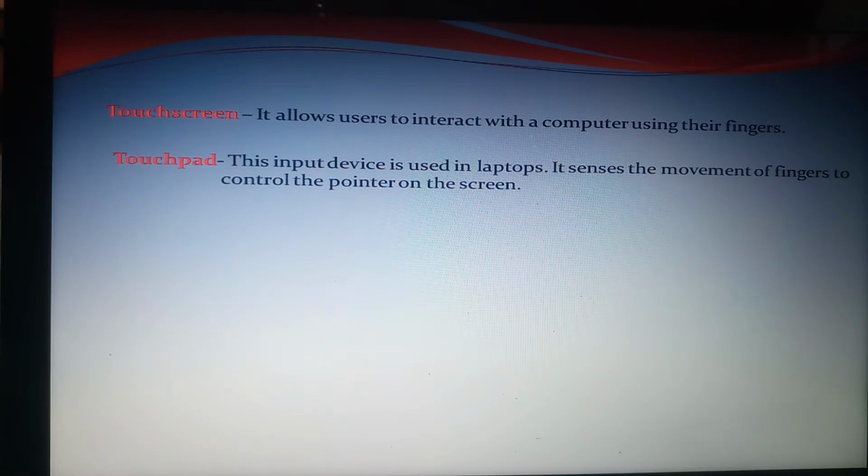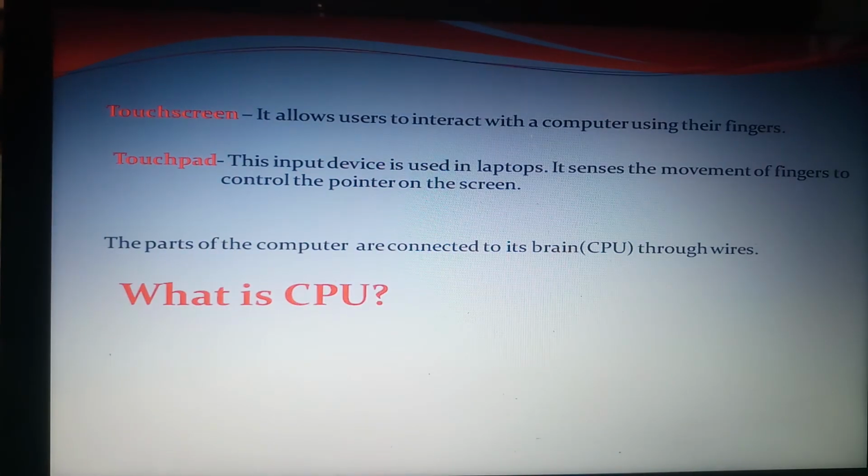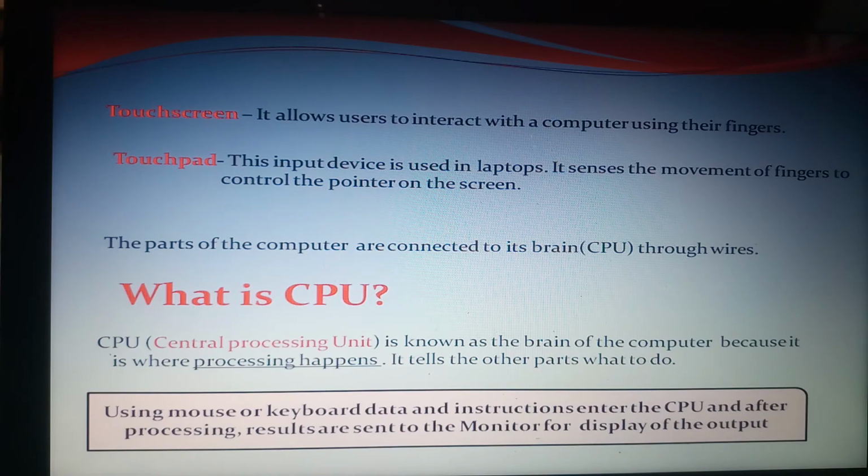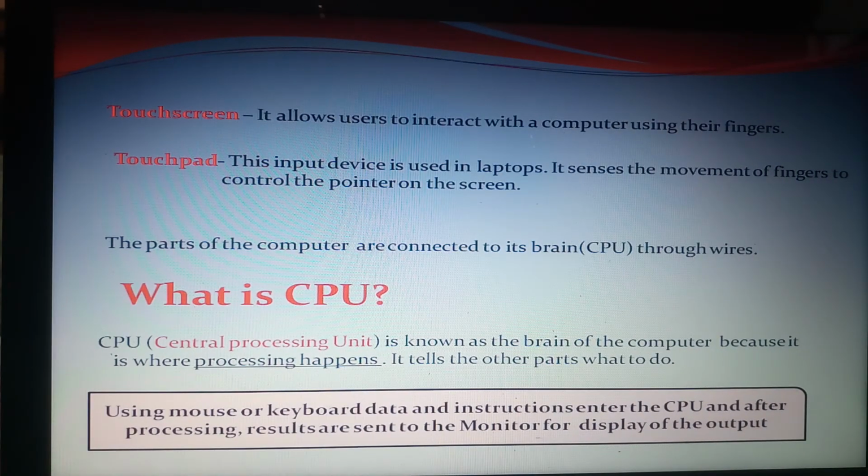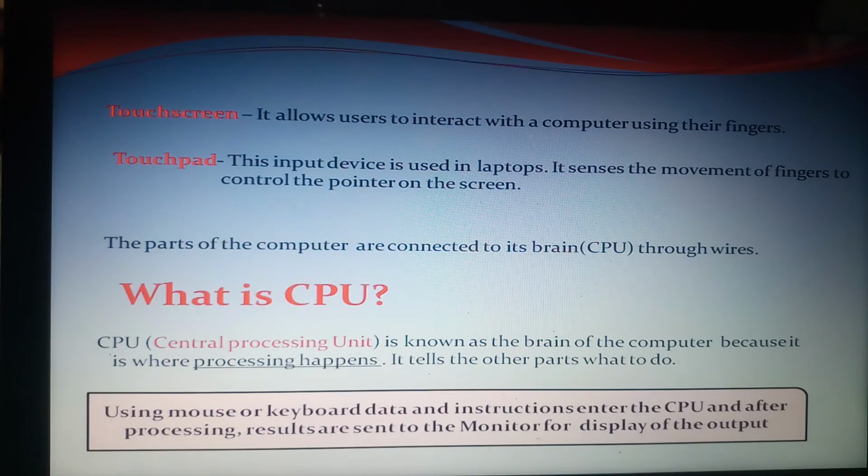The parts of the computer are connected to its brain, CPU, through wires. What is CPU? CPU, Central Processing Unit, is known as the brain of the computer because it is where processing happens. It tells the other parts of the computer what to do. Using mouse or keyboard, data and instructions enter the CPU, and after processing, results are sent to the monitor for display of the output.